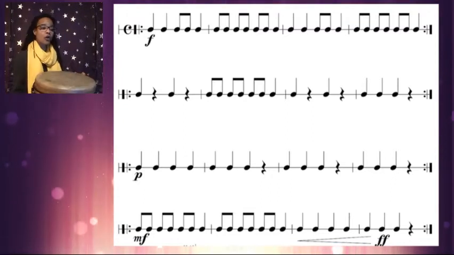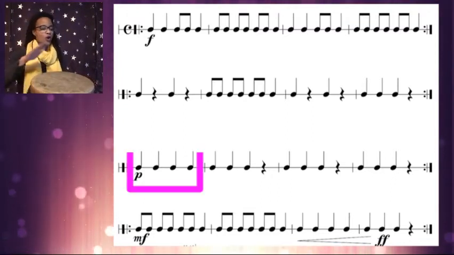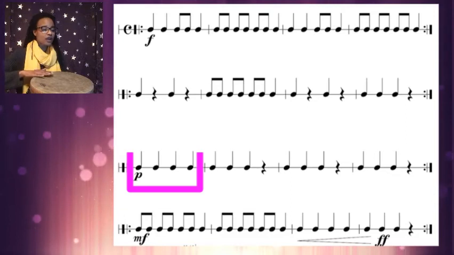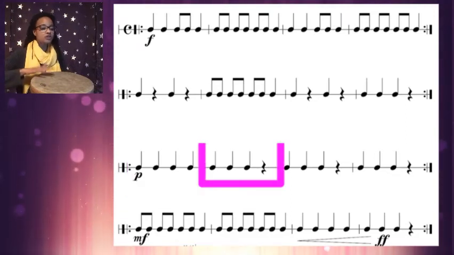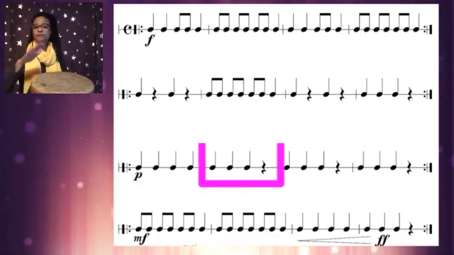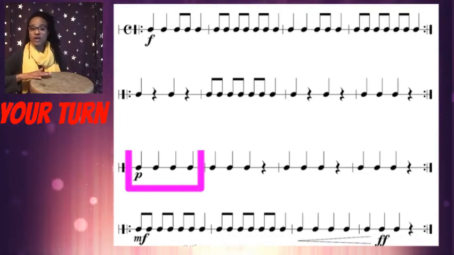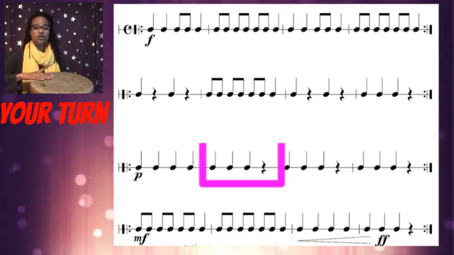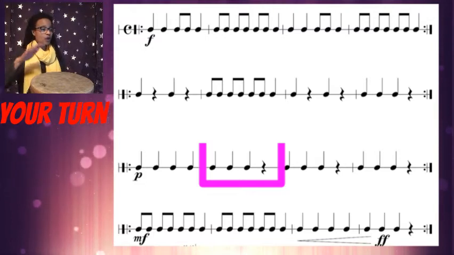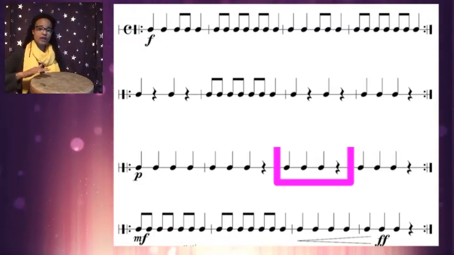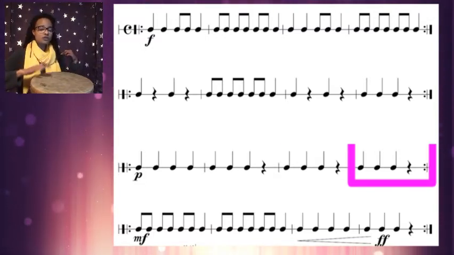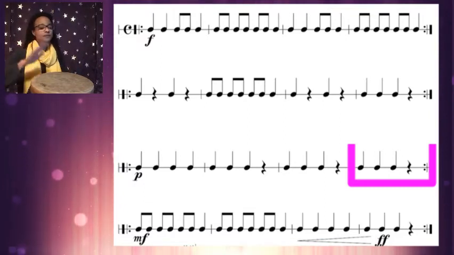Here I go, 2 measures at a time. 1, 2, 3, 4. 1, 2, 3. Your turn. My turn. 1, 2, 3. 1, 2, 3. Your turn.